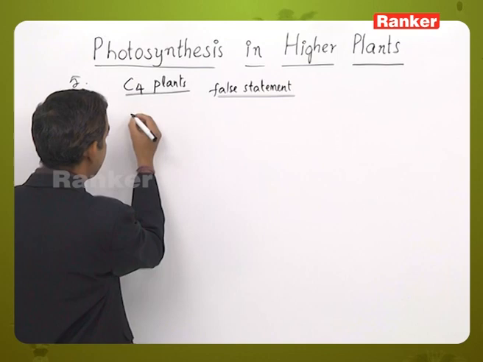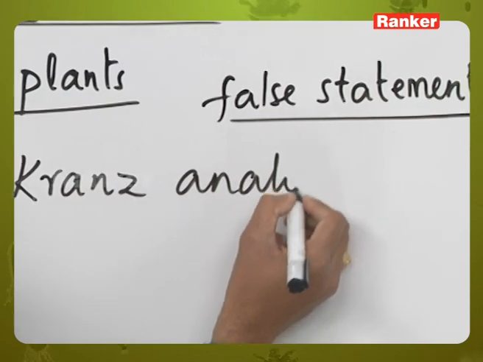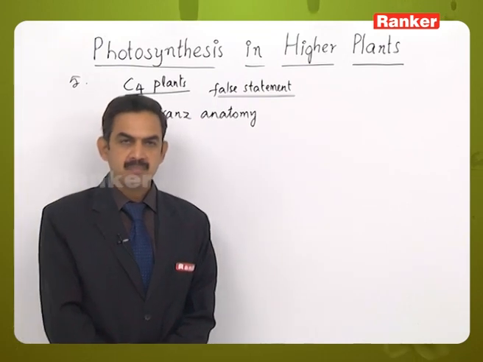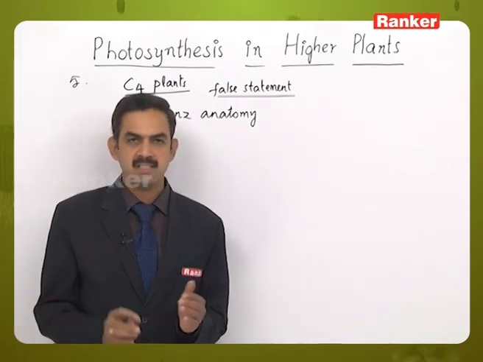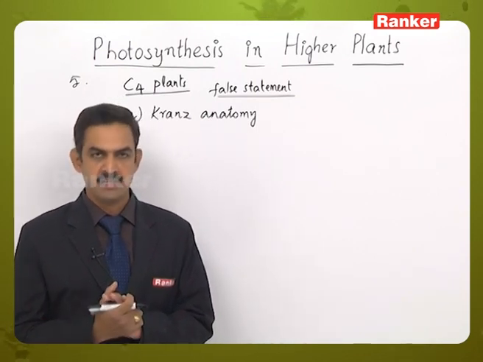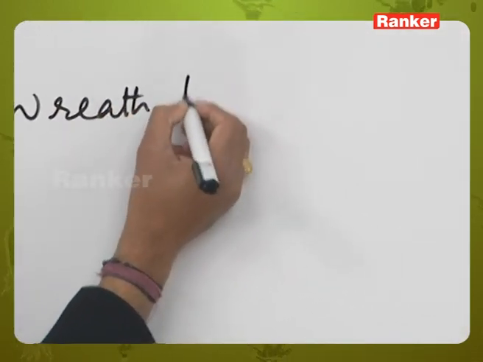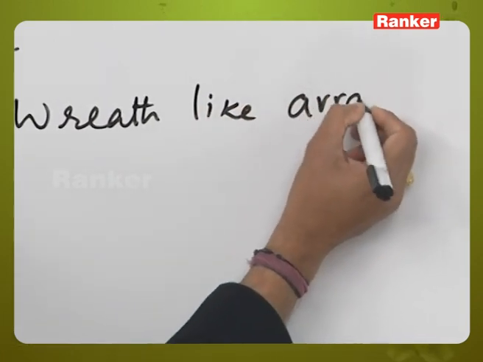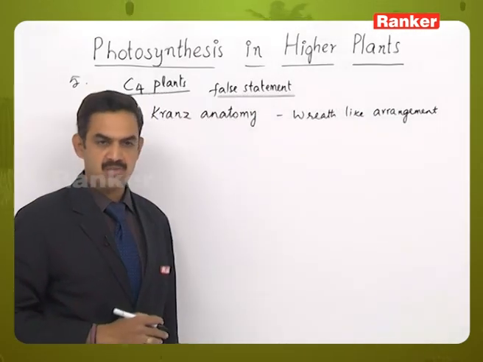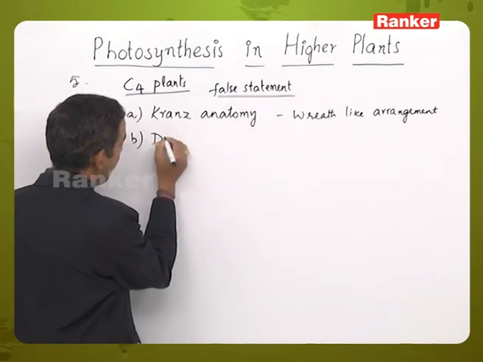Let us take the first one, that is A. Kranz anatomy. This is a special anatomical feature seen in C4 plants, where around the xylem and phloem, that is the vascular tissue, the bundle sheath cells are present in a wreath-like arrangement. The wreath-like arrangement of the bundle sheath is nothing but the Kranz anatomy. So this characteristic feature is present in C4 plants.